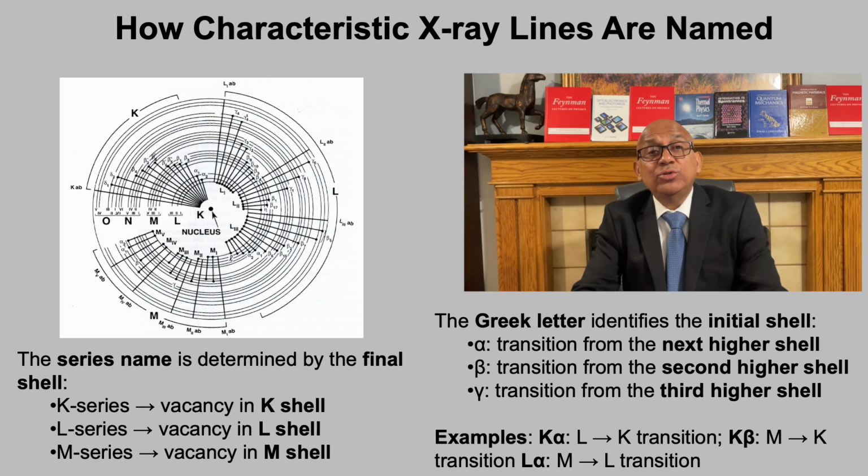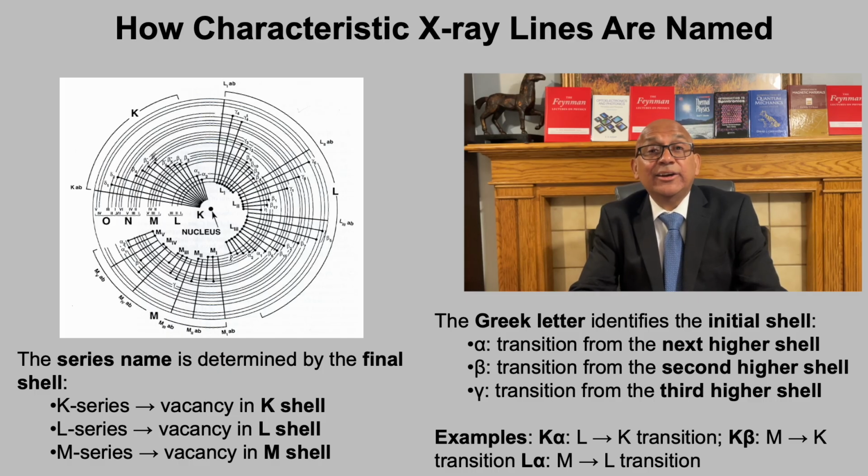The diagram shows all possible electronic transitions that can produce characteristic X-rays. To interpret it, the first thing to focus on is the final shell where the vacancy exists. If the vacancy is in the K shell, the emitted X-rays belong to the K series. If it is in the L shell, it belongs to the L series, and so on. The Greek letters tell us where the electron came from.